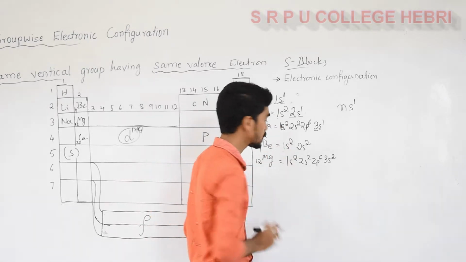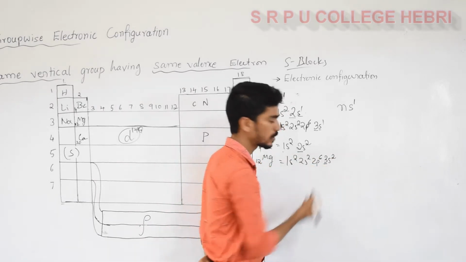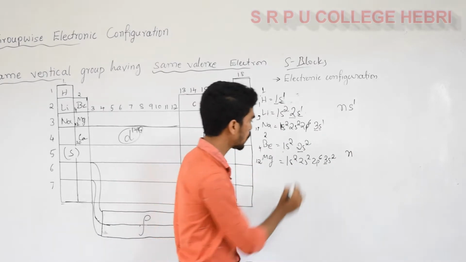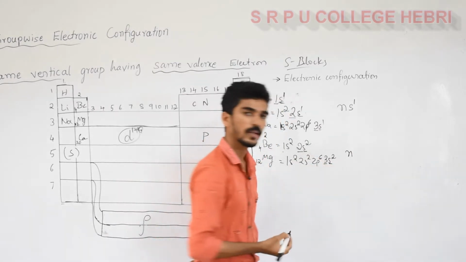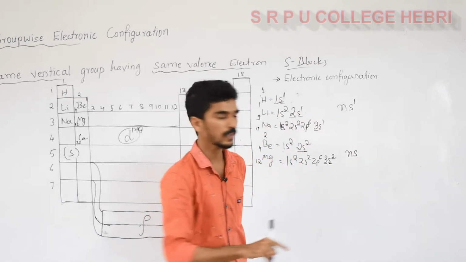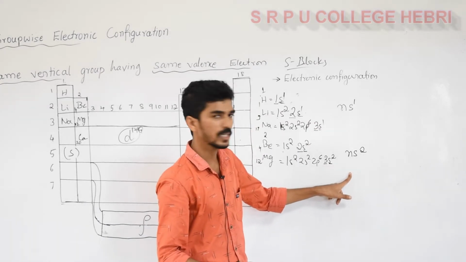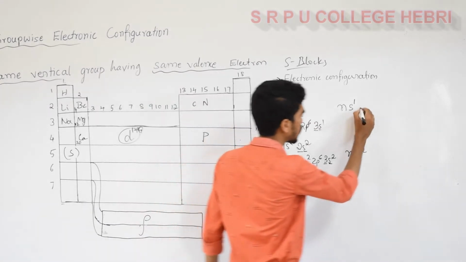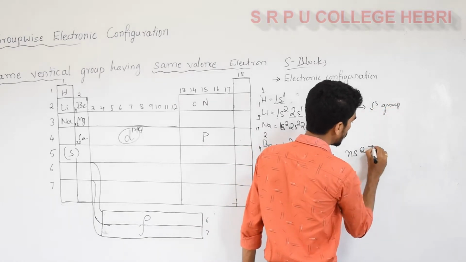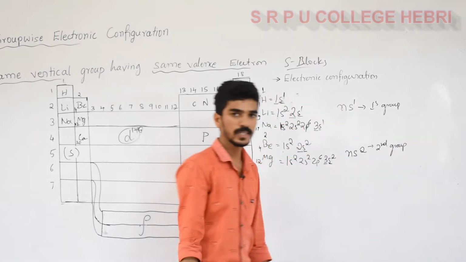Now consider the second group also. In the second group, the n value here is 2, here 3. So again n varies. And what is the orbital? Those elements end with the same kind of orbital, that is S. How many electrons are filled? Only 2. So these two are the outer electronic configuration of what? First group and second group.